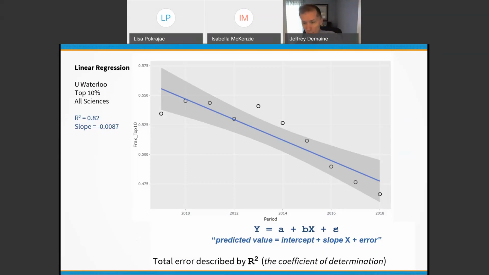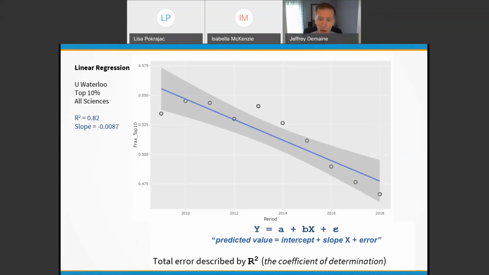Now, what you can do with these lines we just saw is run a regression line through the middle of them, right? And that allows you to characterize the pattern in the data. So the little black dots are the individual fractionalization ratios from year to year, and the blue line is the linear regression trend through the middle.